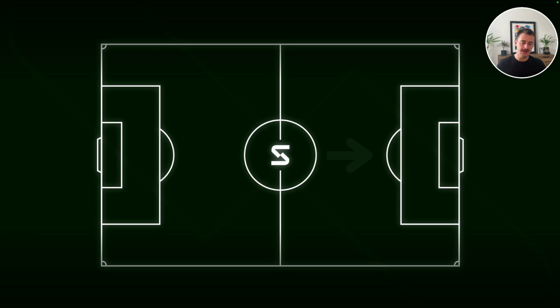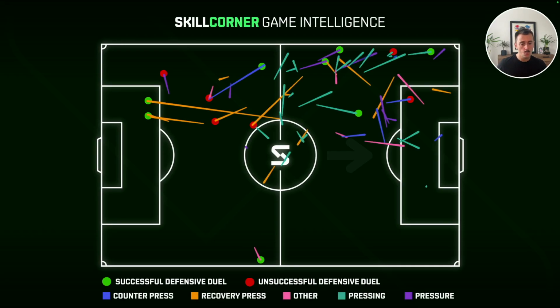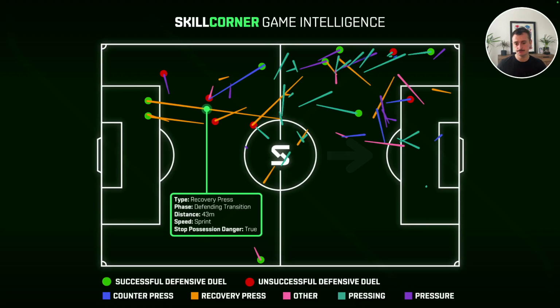So what does this look like and how does it differ to traditional metrics? Well, this is one player's actions in one game. We can see green and red dots here, which represent successful and unsuccessful defensive actions. However, we do lack context as to actually what's happened here. When we overlay the Skill Corner game intelligence data, we can now start to see not only do we get more information, but we can actually understand what's happened in each of these actions too.